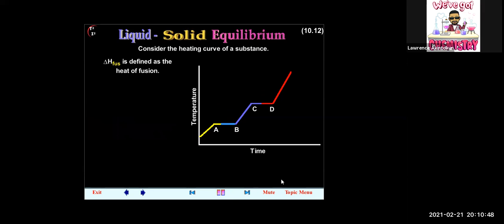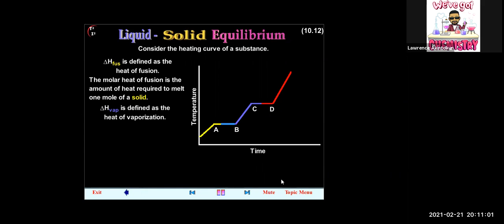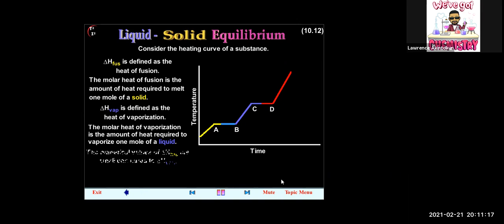Delta H subscript FUS is defined as the heat of fusion. The molar heat of fusion is the amount of heat required to melt 1 mole of a solid. Delta H subscript VAP is defined as the heat of vaporization. The molar heat of vaporization is the amount of heat required to vaporize 1 mole of a liquid. The numerical values of delta H fusion are small compared to delta H vaporization.